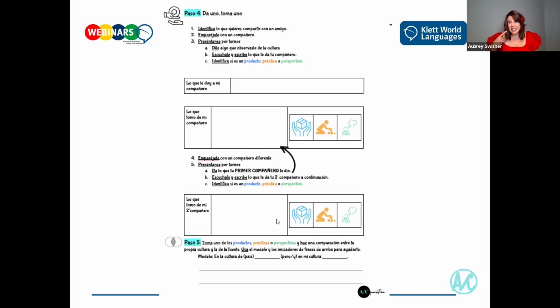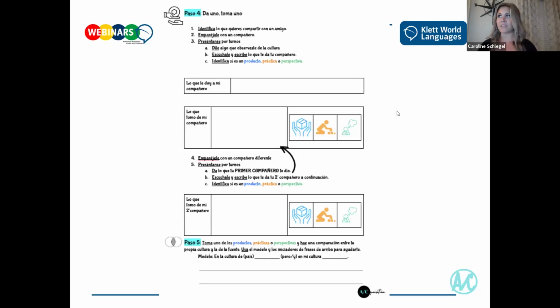They have to practice their listening skills. Correct, right? And so they write that down. And then they look at the products, practices, and perspectives, and they make a comparison between their culture and the culture that is being studied in the source. And there's a model there for our students to create that initial cultural comparison piece, which my kids really enjoyed doing.